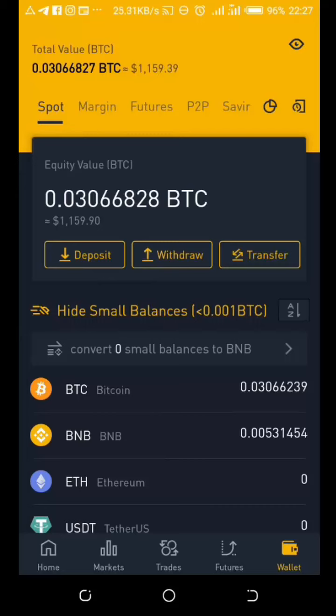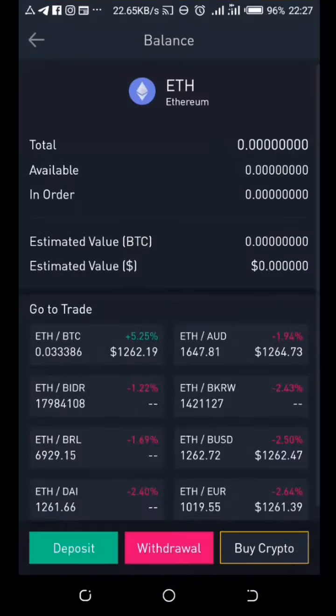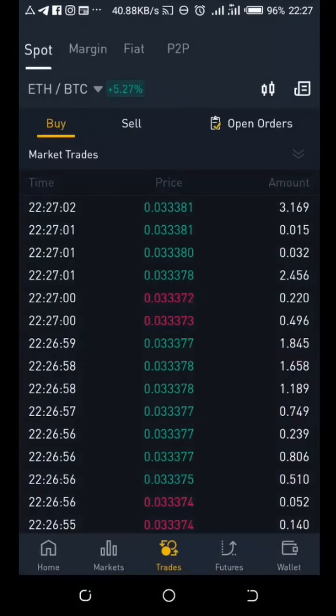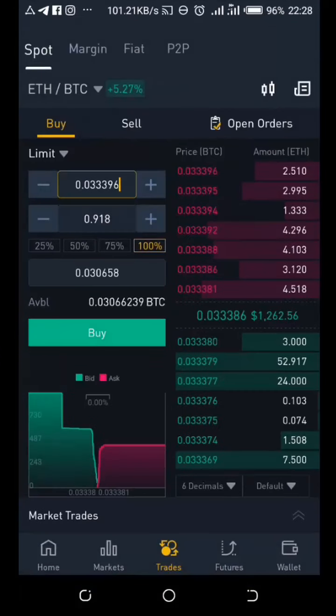So we are using Ethereum. We are going to place an order to buy Ethereum using BTC. As you can see here, we have the BTC here, and it's only BTC we can use to trade because we have enough BTC. So we click on Ethereum here, and then from the left hand side we see ETH in the pair of BTC. So we go ahead and click ETH in the pair of BTC to see the trade page.